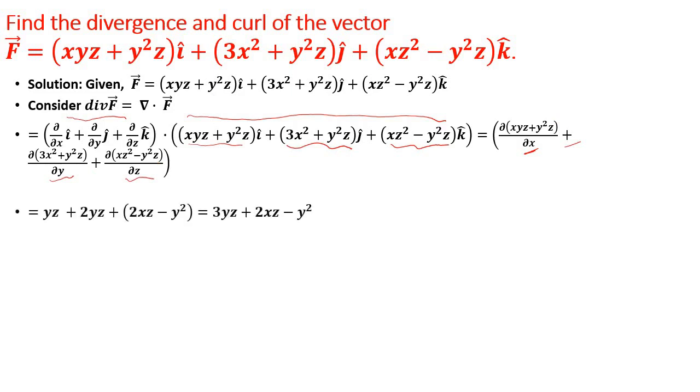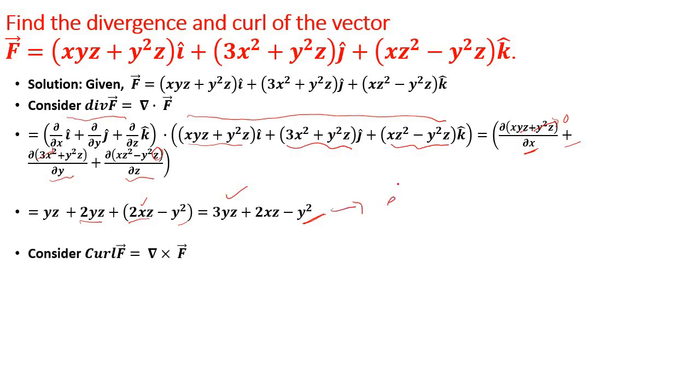So now observe here, the partial derivative of this with respect to x is yz and this term is 0. Now the partial derivative of this with respect to y is 3x square is 0 and here 2yz. Now the partial derivative of this, here I have a z square, differentiation is 2z, that is 2z into x, minus z derivative with respect to z is 1 into y square. So yz plus 2yz is 3yz, 2xz minus y square. So this is divergence of a vector.